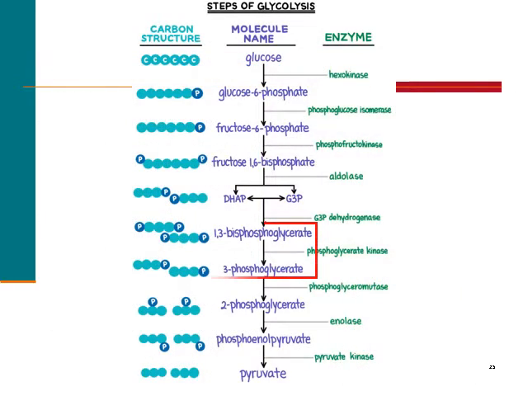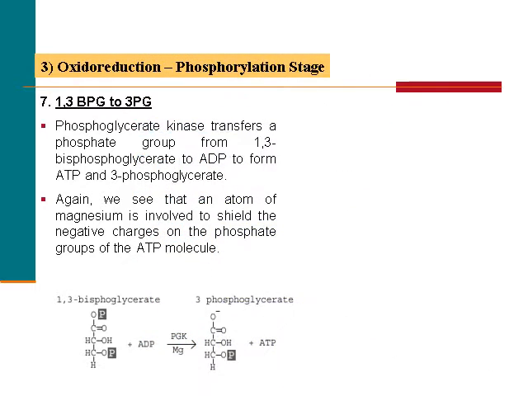On to the seventh reaction of glycolysis, which is an oxidoreduction phosphorylation stage. In this step, 1,3-bisphosphoglycerate is converted to 3-phosphoglycerate with the help of the enzyme phosphoglycerate kinase. This reaction involves the loss of a phosphate group from the starting material. The phosphate is transferred to a molecule of ADP, and we yield our first molecule of ATP.